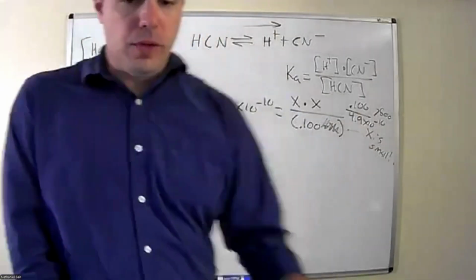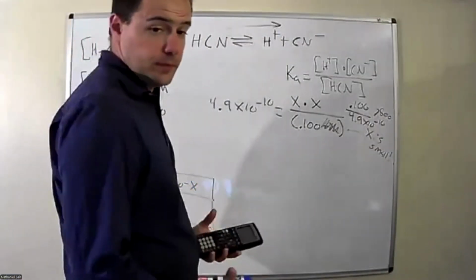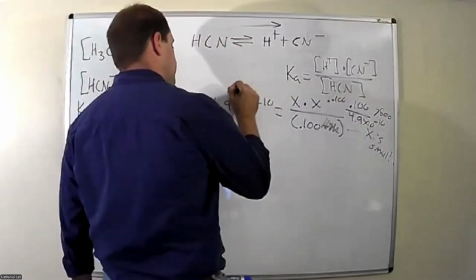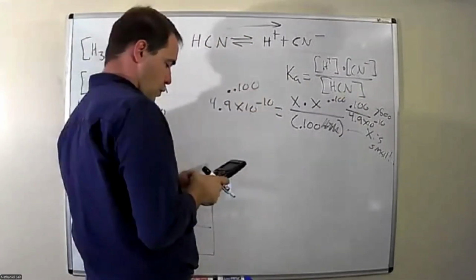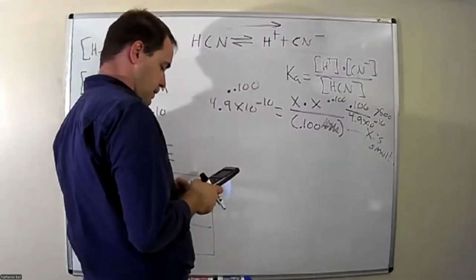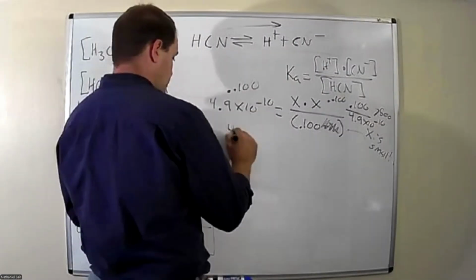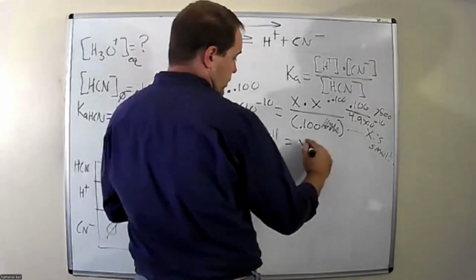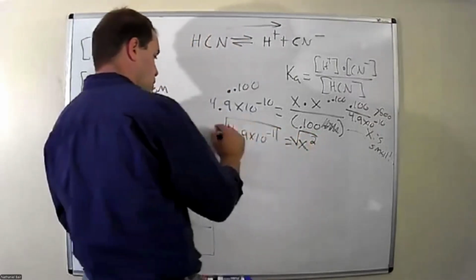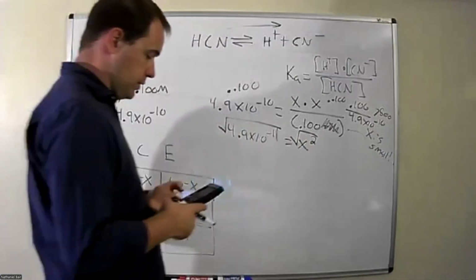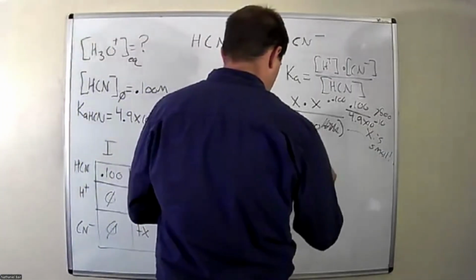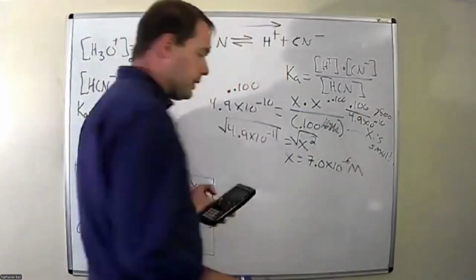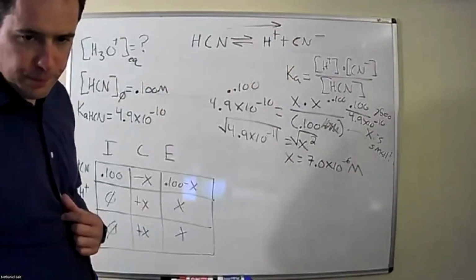So great, now we start doing regular old algebra. We multiply both sides by 0.1. So 4.9 times 10 to the negative 10 times 0.1 is 4.9 times 10 to the negative 11th, and that's going to equal X squared. Now we can take the square root of those values. X is 7 times 10 to the negative 6th mole.